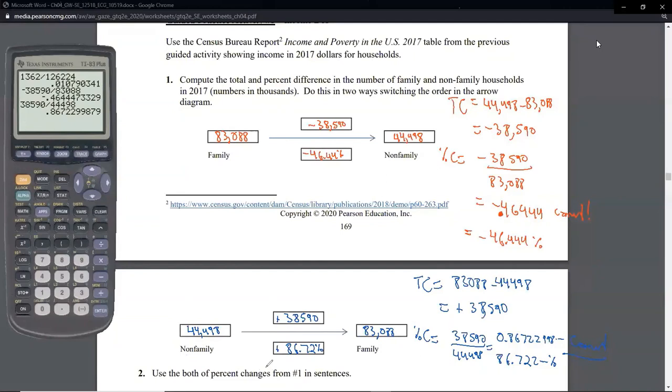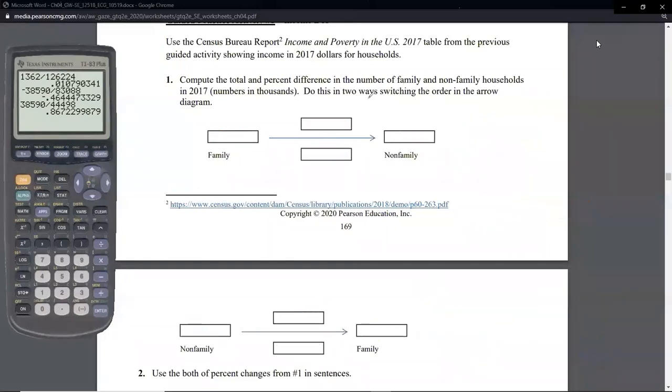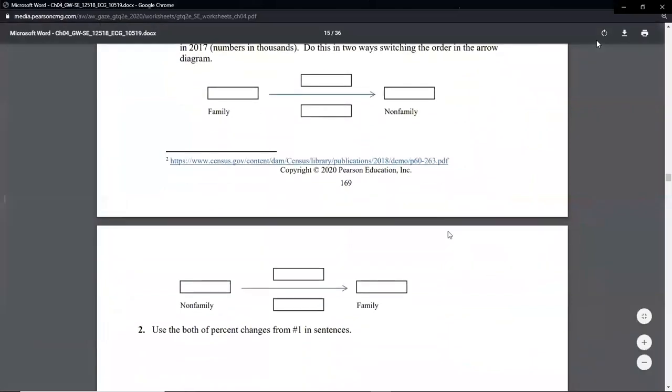Now, I'm going to have to erase those numbers and everything to answer number 2, to make a sentence out of both of these. So the numbers I'm going to be stealing are the 46.44 in negative and the 86.72 in positive. Okay, so let's clear our screen. Let's take off annotate. Let's throw our calculator down. There we go.